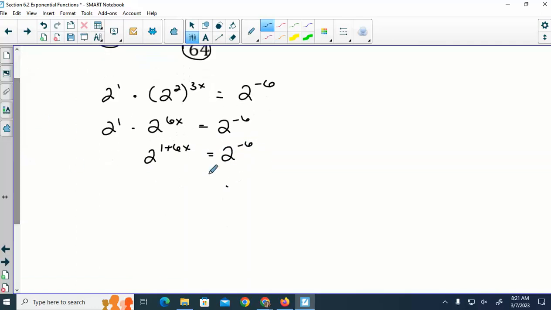And then if we have the same base on each side, what do we do with our exponents? So we subtract over the 1, divide by 6. So we get negative 7 over 6.